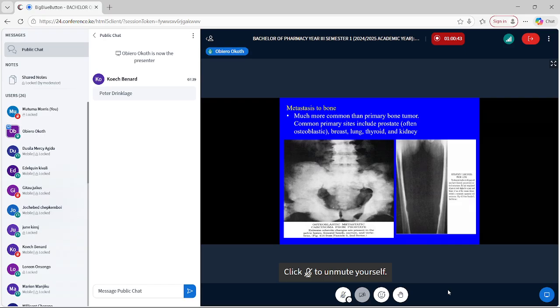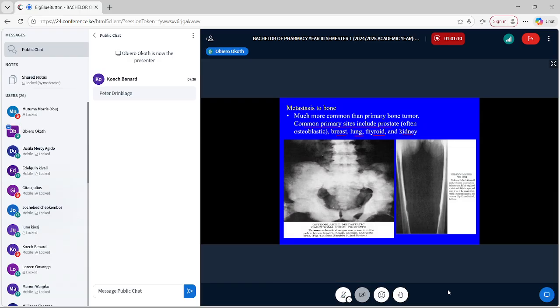The most common malignant tumors in the bone are not primary bone tumors, they are metastases. If you see a malignant bone tumor, your first thinking should be, is this metastasis? Before you say it's a primary bone tumor. And the metastasis can occur from prostate, going to the bone, especially to the spine, breast, lung, thyroid, all these likes bone.